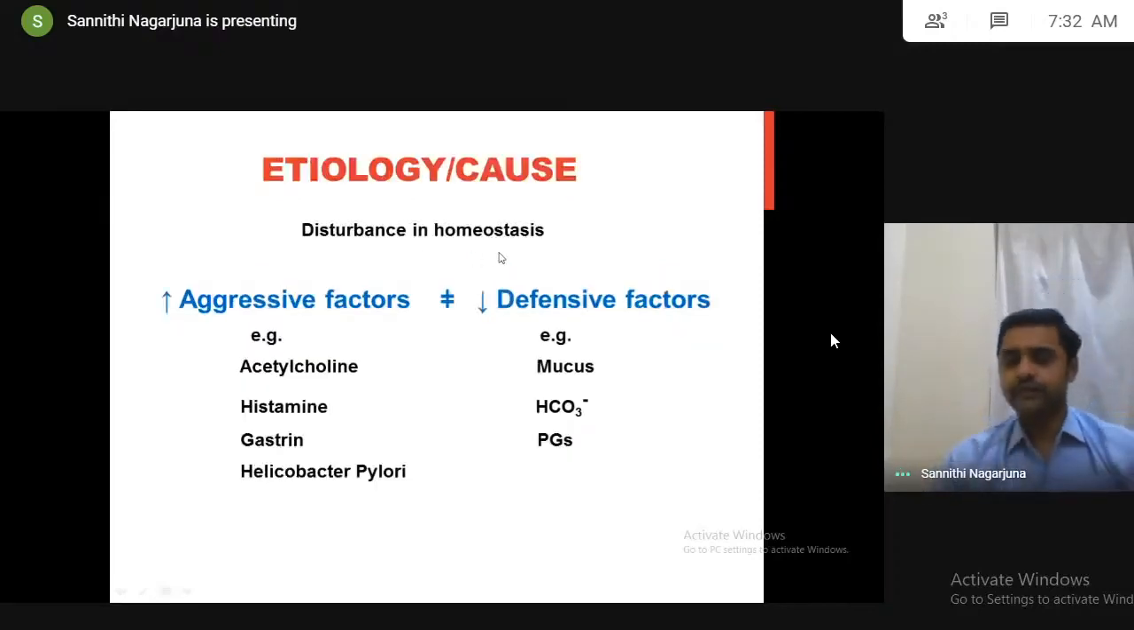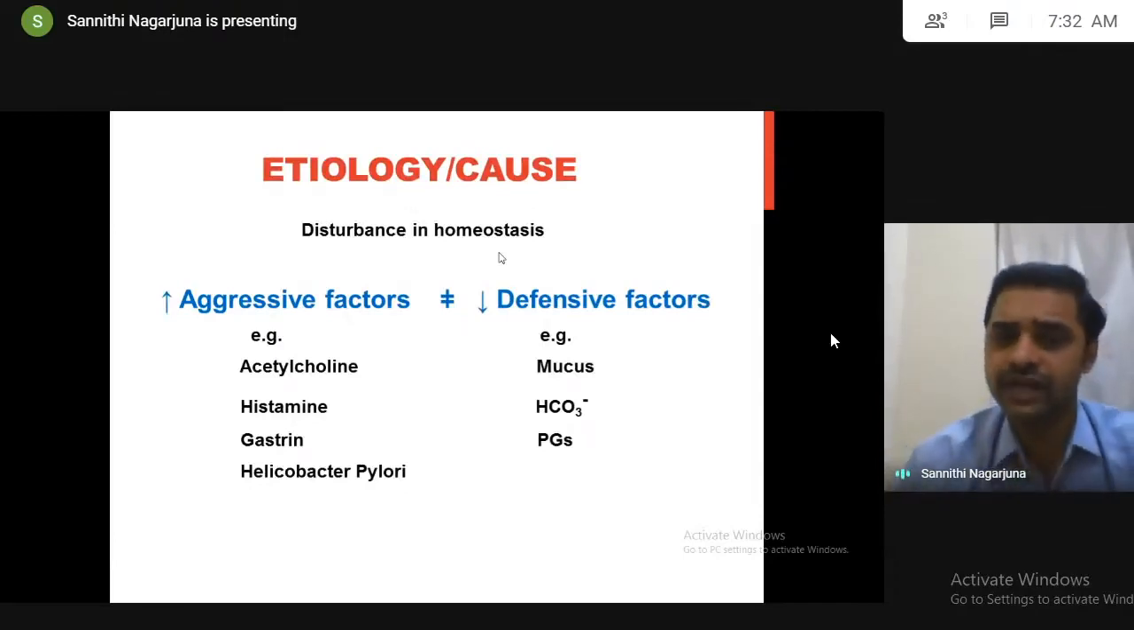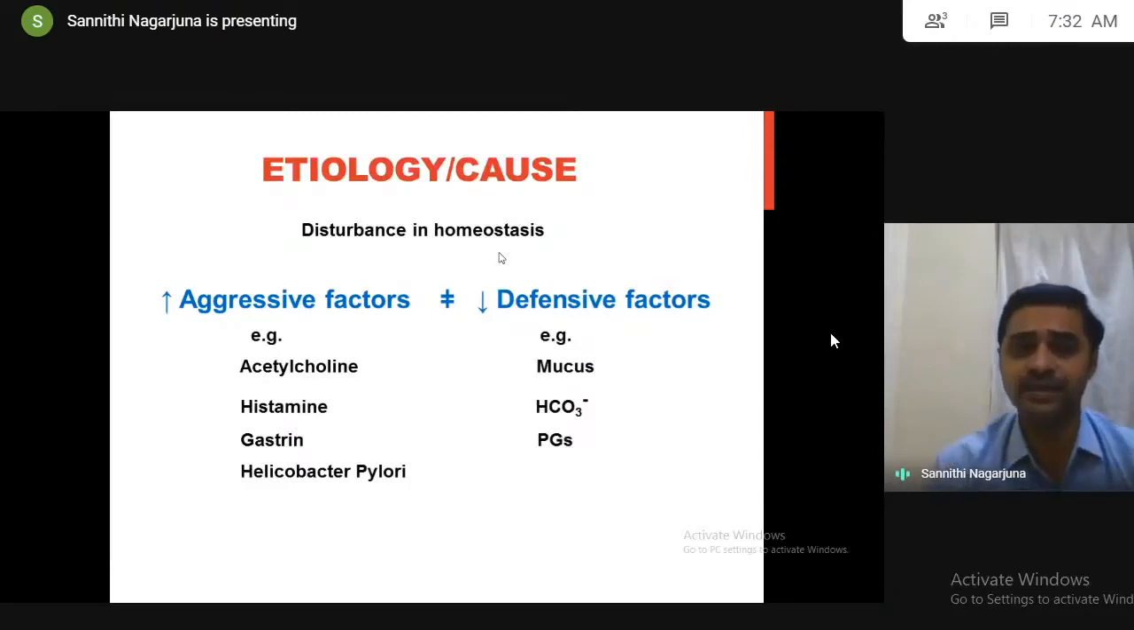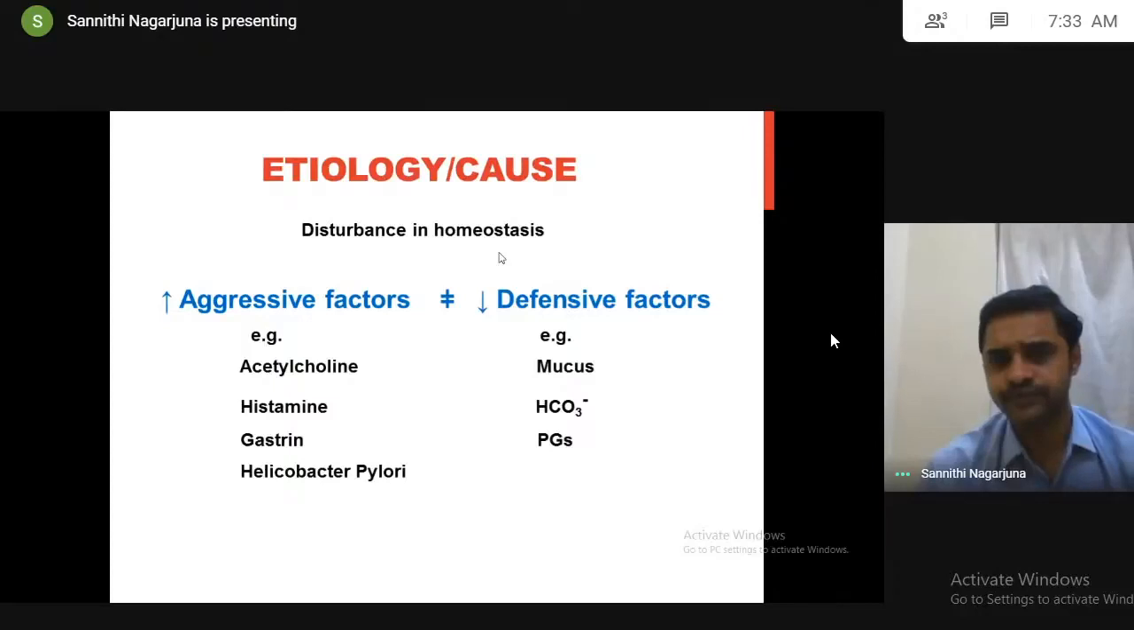So the only reason for ulcer, and I'm repeatedly telling, not only for ulcer but the reason for every disorder, is altered function, a disturbance in the normal function, a disturbance in the homeostasis. Our duty is to find out which is increased and which is decreased. Yesterday itself I told you every drug in pharmacology is of two types, either agonist or antagonist. Agonist means which produces actions similar to the ligand. Antagonist means which will stop or block the actions of the ligand.